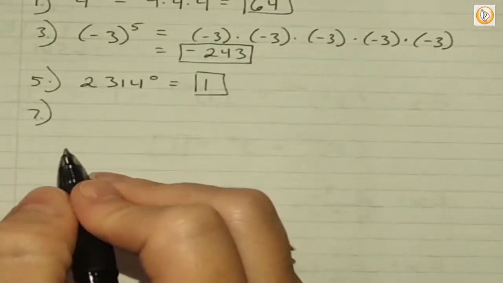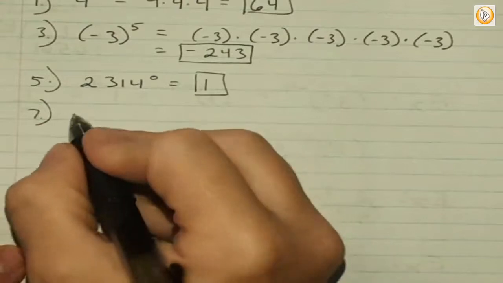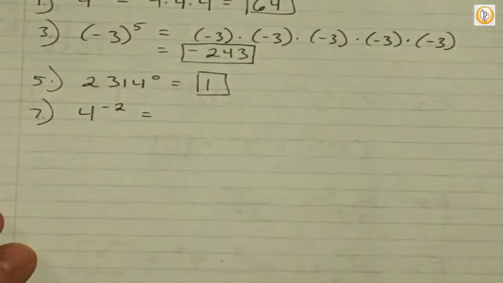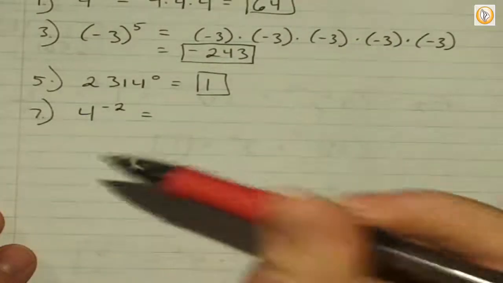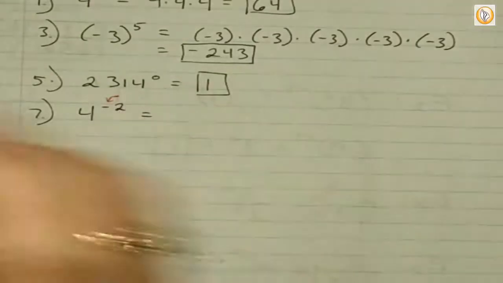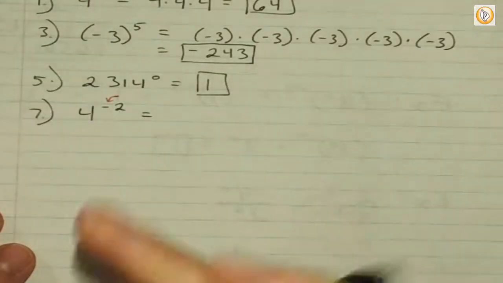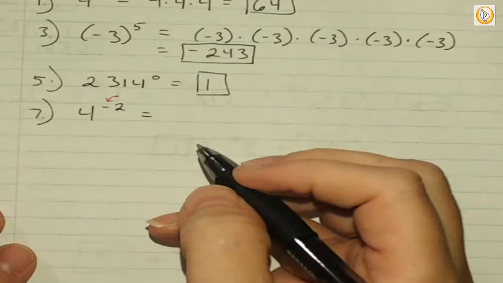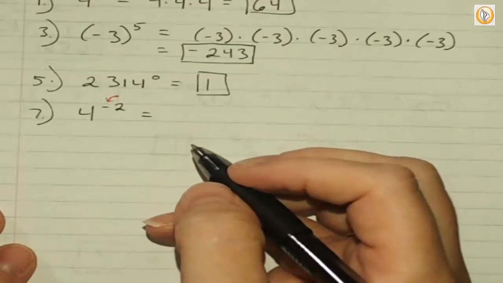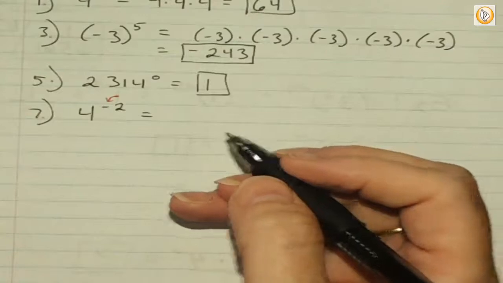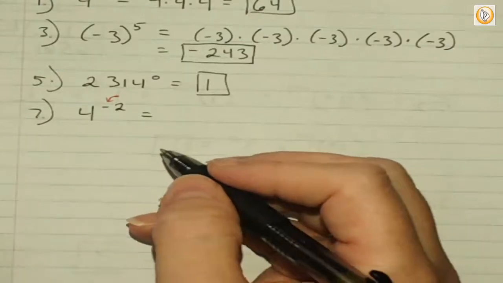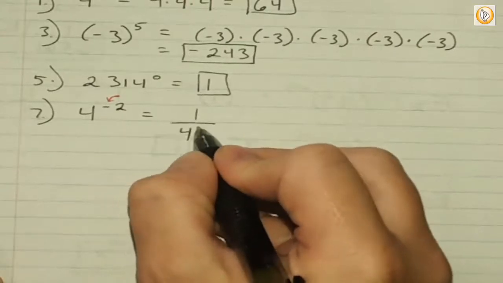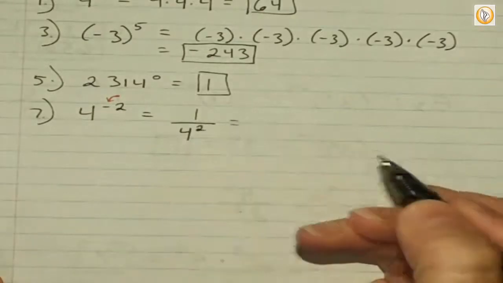7, Emily. Emily's like, why didn't I get that one? 4 to the negative 2. Oh, no. Are we allowed to have a negative exponent, Emily? She's shaking her head no. Okay, so how do I make this positive? Move it. Where? Down? Okay, move it down. Yeah. You turn it into a fraction and you put it in the denominator. So then it becomes 4 to the power 2, and that's in the denominator.